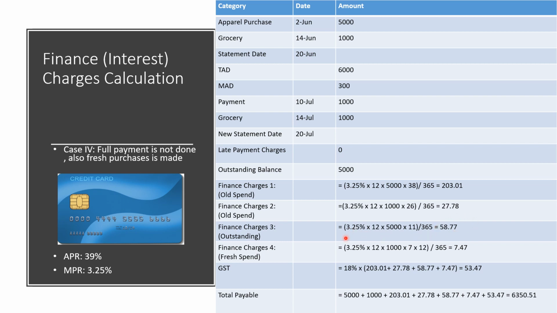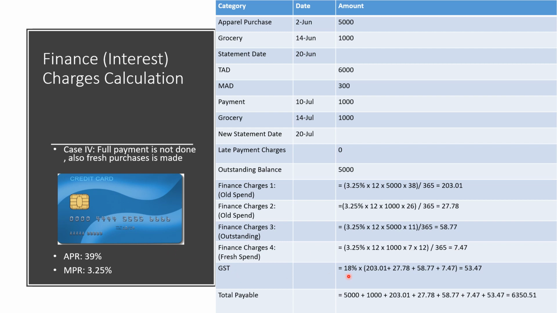And there would also be an interest levied on the fresh spend of 1000 rupees, which was done on the 14th of July. Using the same formula, this would be incurred for 7 days, which is the day of spend, 14th of July, till the new statement date, which is 20th of July. So for 7 days, it will be 7.47 rupees.